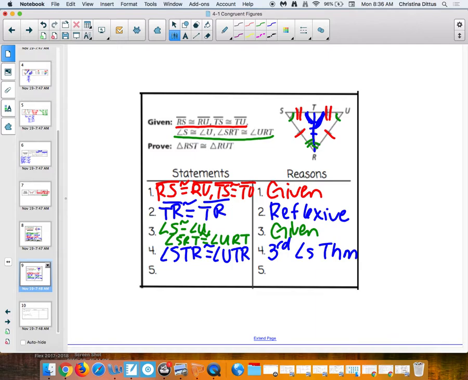Do I have every part congruent to every part? Yeah, so what can I say? Which is my last statement? You have to put the proof there. Triangle RST is congruent to triangle RUT. And why can I say that they're congruent? All parts congruent. Good. So it follows the same reasons.